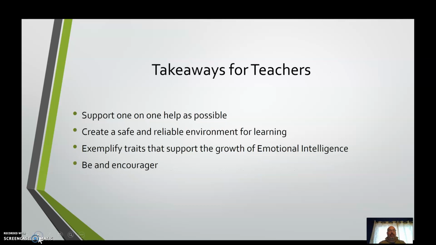So my takeaways: support one-on-one help for students as much as possible. Adult one-on-one help is a key thing that can help emotional intelligence. Create a safe and reliable environment for learning. Make sure students aren't worried about that hot button, so they can focus on the learning. And work to exemplify the traits that support emotional intelligence.